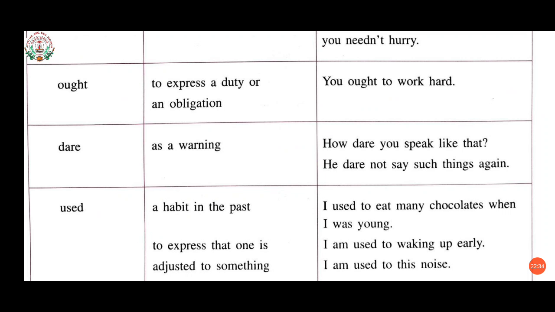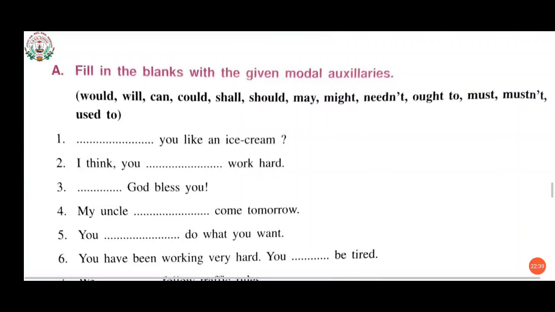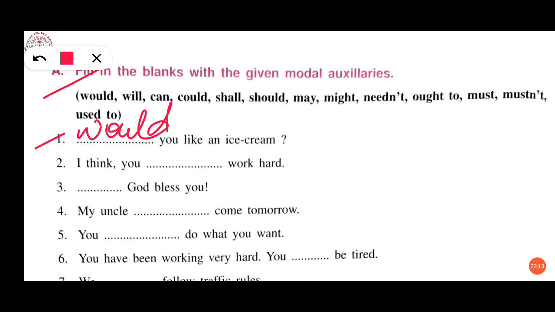Now hope students you have understood everything here. Now let's start with the exercise. A1, first see how to use these modals. Fill in the blanks with the given modal auxiliaries. Would, will, can, everything is given. First question: dash you like an ice cream. What will you use here? Would. Would you like an ice cream?